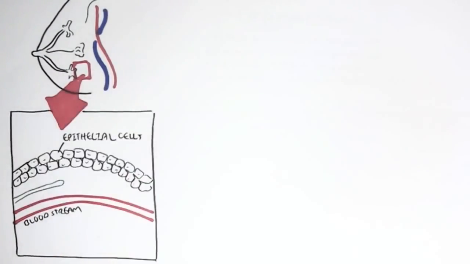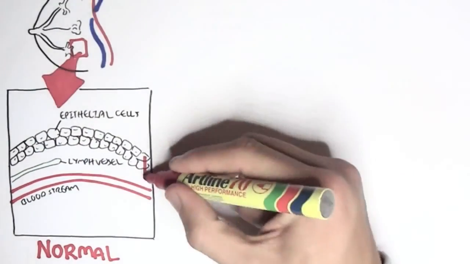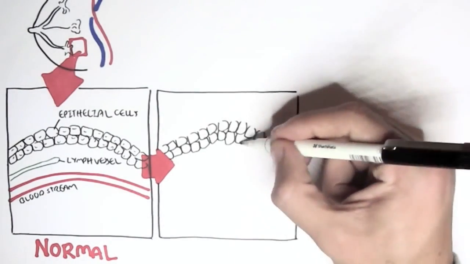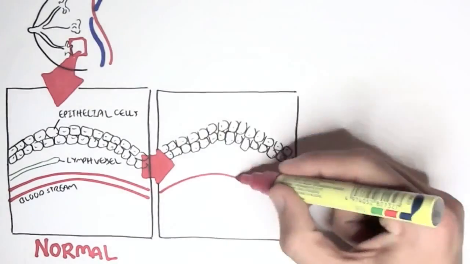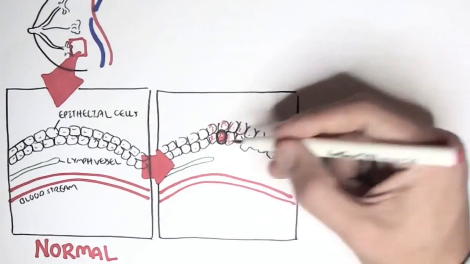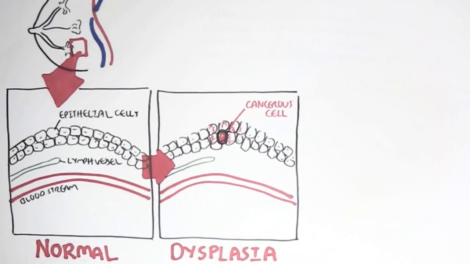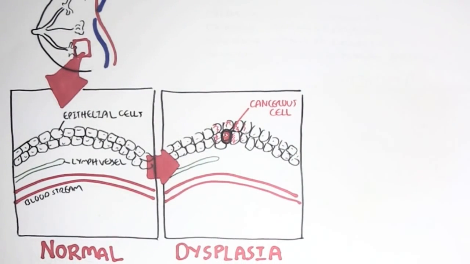Now let us learn about the pathophysiology and progression of cancer and how it can spread. These epithelial cells can turn into cancer cells through environmental factors, genetic mutations, or even an infection. When a healthy epithelial cell becomes a cancerous cell, it causes the tissue to become abnormal. This is referred to as dysplasia, where we have abnormal tissue development, essentially.